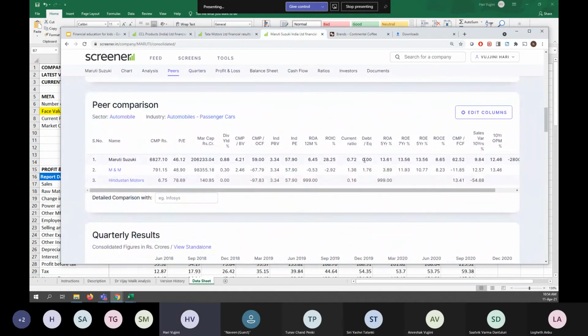If you see here, debt to equity is 0. Wow, they don't have any. So that's a beauty, right? When you look at the businesses, this is the beauty, when you look at a company without any debt.